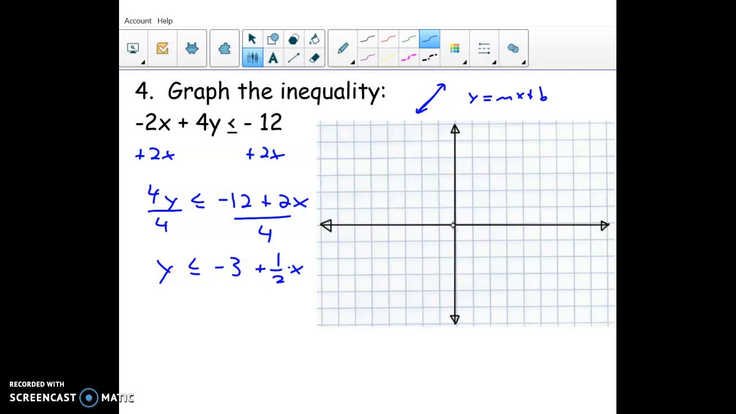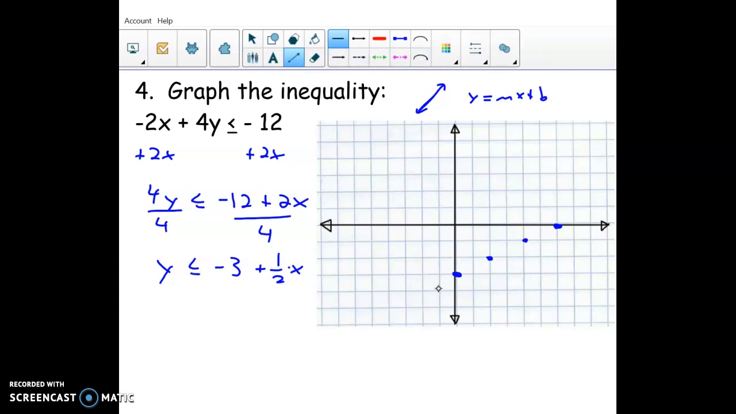All right, so to graph this one, it's just a y-intercept of negative 3. That's this number. And then I'm going to go up 1, right 2. So I have a positive sloping line as I go left to right. Okay, and then when I graph this, I have to remember a couple things, right? If there is an equal to, we're going to draw a solid line.